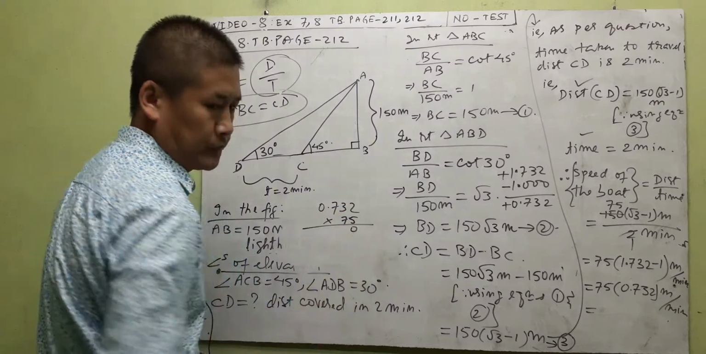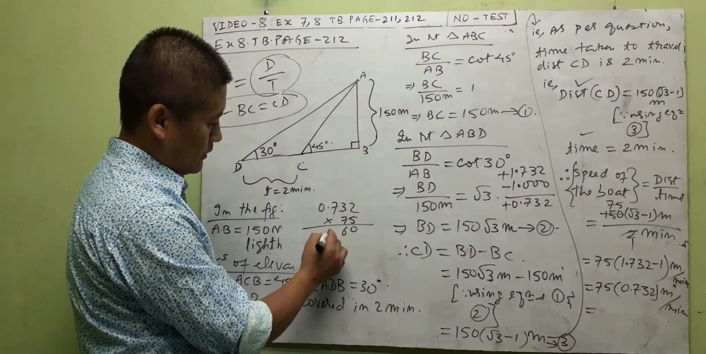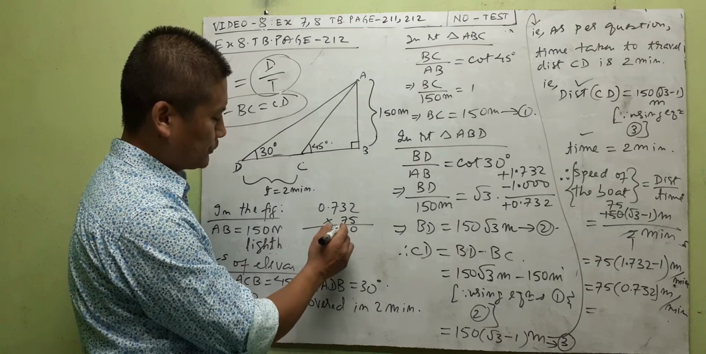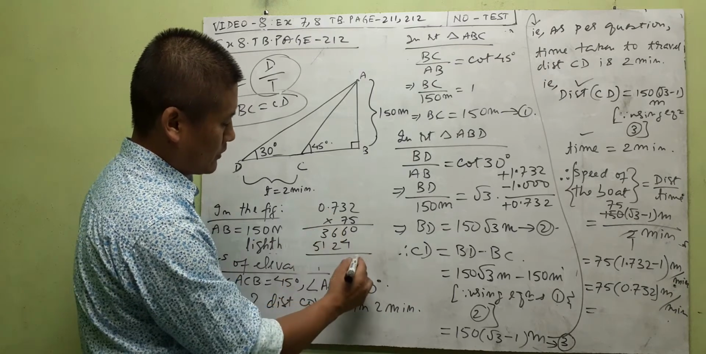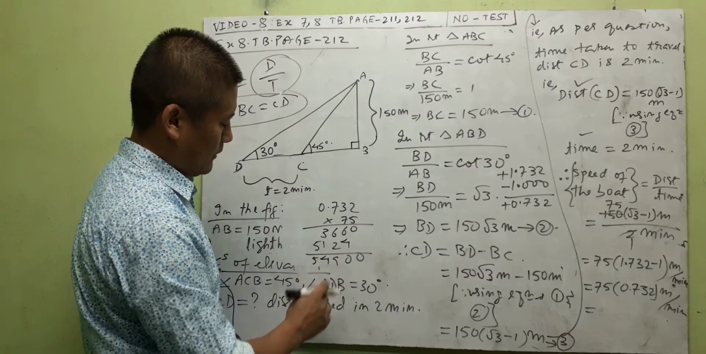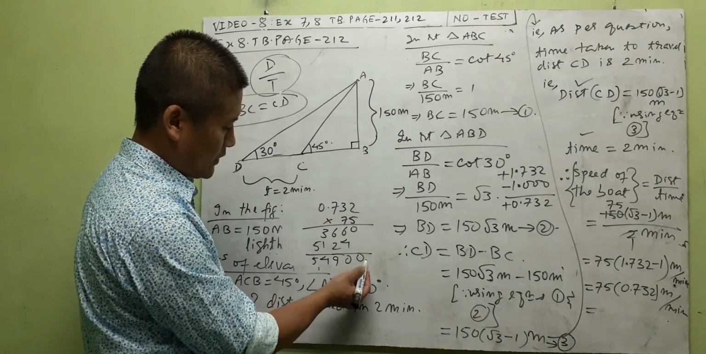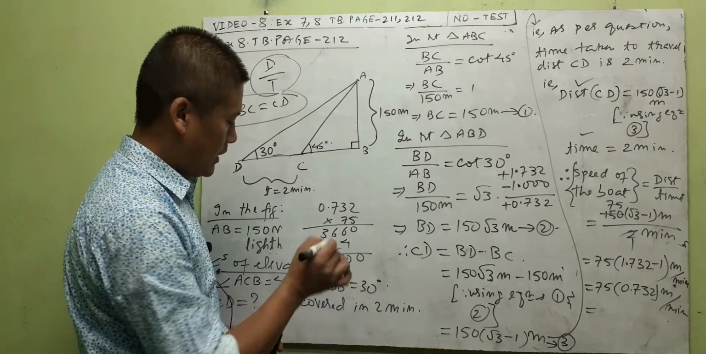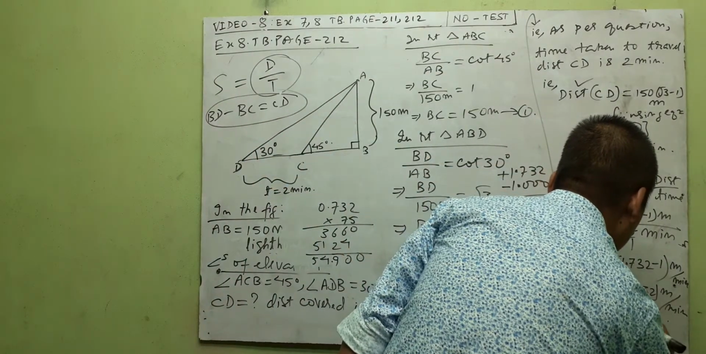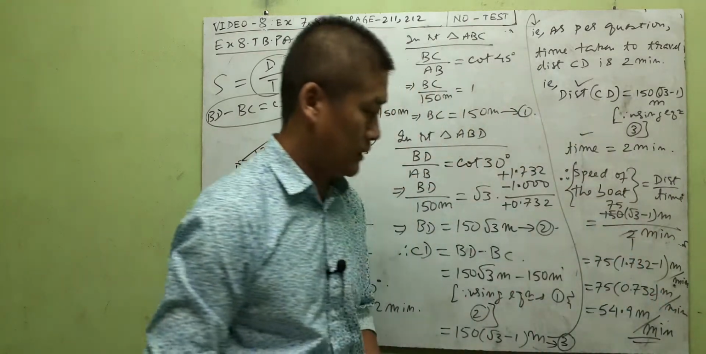So 5 2s are 10, 15, 5 3s are 15, 16, 35, 36, 7 2s are 14, 1 in hand, 7 3s are 21, 22, 2 in hand, 49, 50, 51. So here 0, 10, 6, 7, 8, and 9, and here 4, 5. So 5, 4, 9, 0, 0. Count the decimal 1, 2, 3, from the right going left. So 54.9 meter it covers in 1 minute is the distance, or it's the speed in meter per minute.